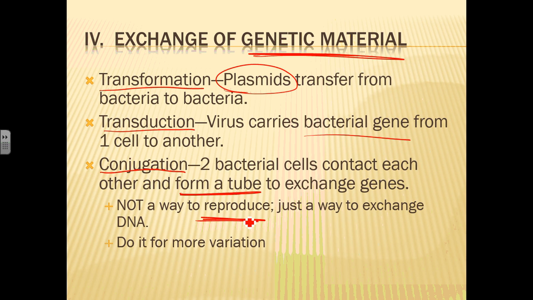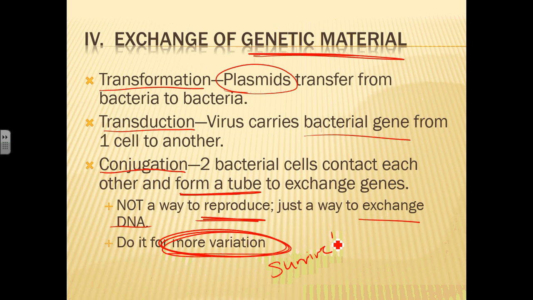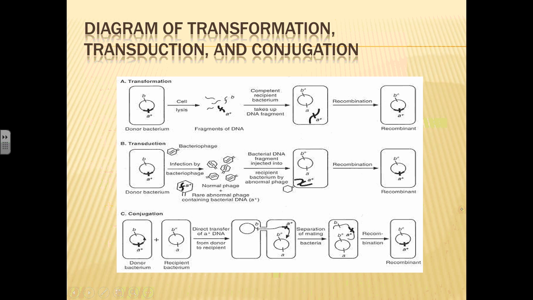It's not a reproduction, okay? It's just a way to exchange DNA. And they do it to get more variation, because remember, more variation means more survival. So these are just diagrams of the three different types.